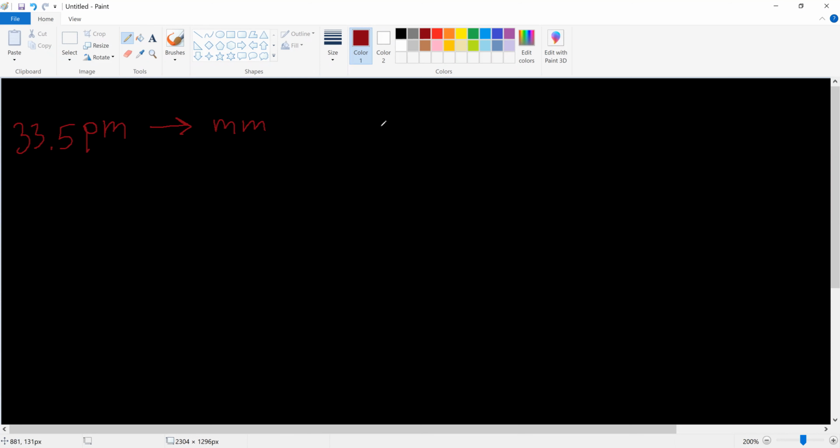Well, this conversion is weird because we know that 1 picometer is equal to 10 to the negative 12 meters. And we also know that 1 millimeter is equal to 10 to the negative 3 meters. Or you could say that 1 meter is equal to 10 to the 12 picometers, and 10 to the 3 millimeters is equal to 1 meter. Again, these are equivalent. Just watch out which one's positive, which one's negative, and stuff like that. Same thing for this. These are all equivalent.